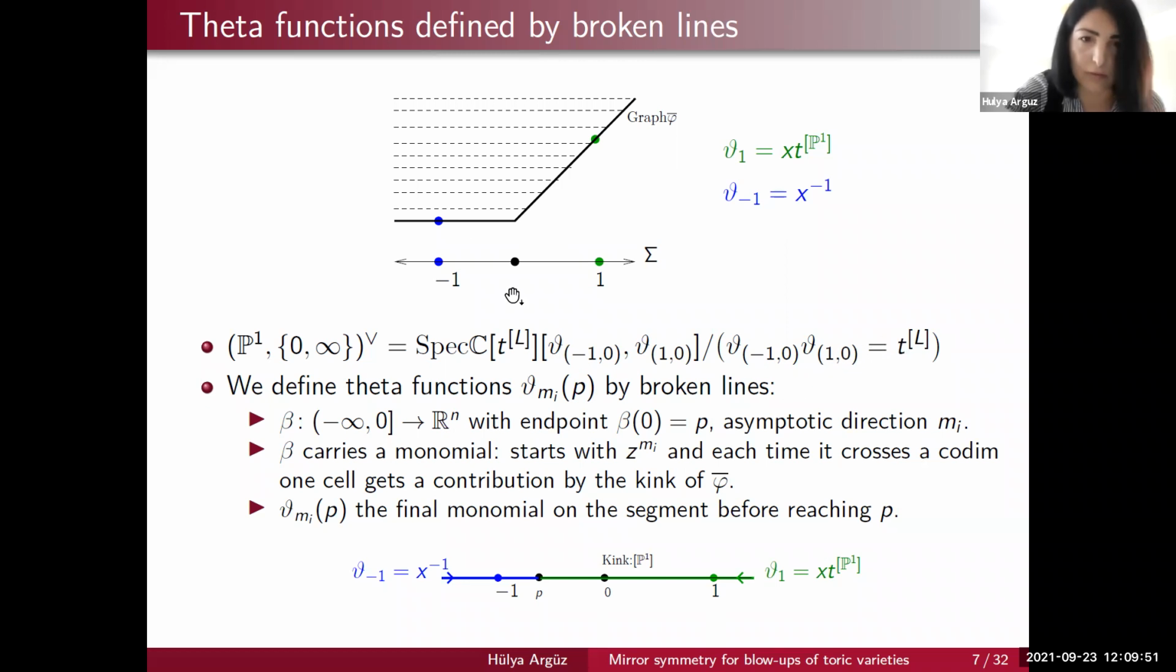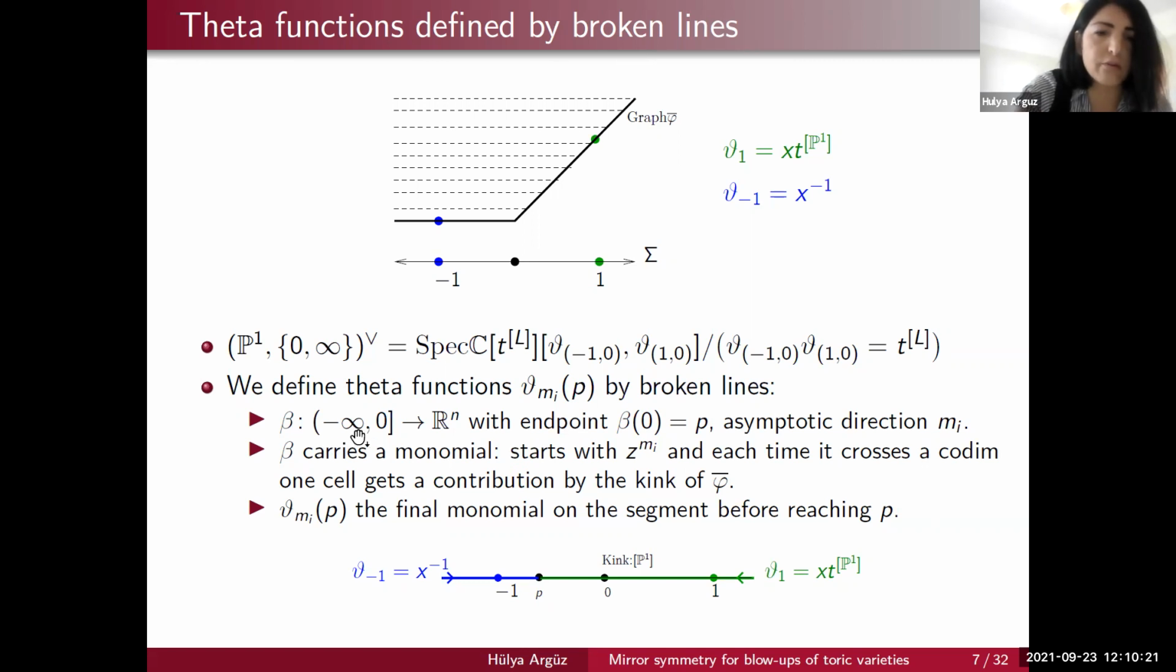But what we do generally, we never really draw this picture of the momentum polytope of the mirror. We always work with broken lines in the fan on the base to tell you what the theta functions are. So there is a very nice combinatorial procedure to tell you what the theta functions are, defined this way. And that procedure is provided by broken lines. So we use broken lines to define theta functions as follows.